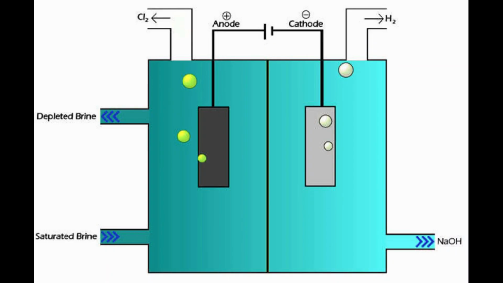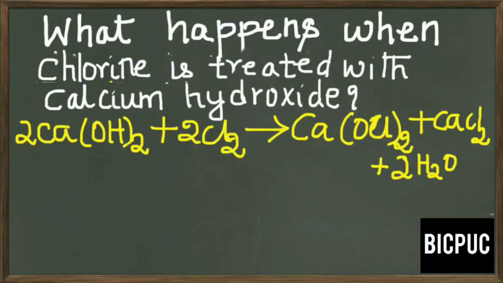Bleaching powder. Chlorine is produced during electrolysis of the aqueous solution of sodium chloride. This chlorine gas is used for the manufacture of bleaching powder. Looking at the chemical equation, Ca(OH)2, which is calcium hydroxide, reacts with a molecule of chlorine, which gives us CaOCl2, which is bleaching powder, plus water.